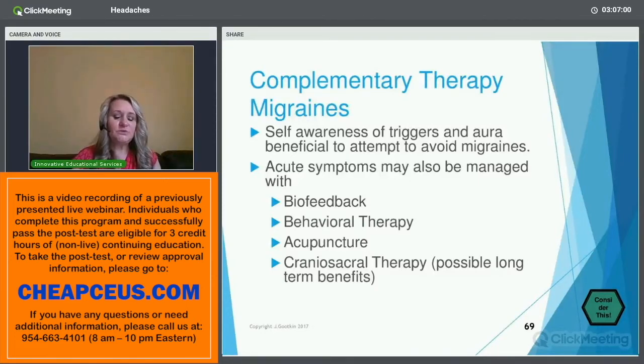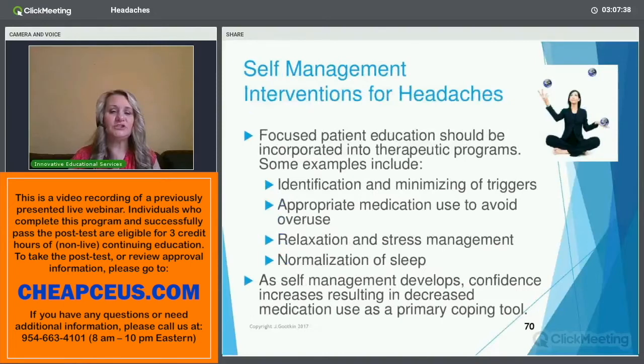Behavioral therapy for individuals is looking at managing their stress and increasing their self-awareness, and craniosacral therapy has been proposed to give some longer-term benefits in terms of altering the autonomic nervous system response to the migraine to decrease the frequency and intensity of them. Generally speaking, with both migraine and tension headaches, they're seeing that a combination of biofeedback, yoga, and behavioral management to promote self-awareness are beneficial strategies for the patient.